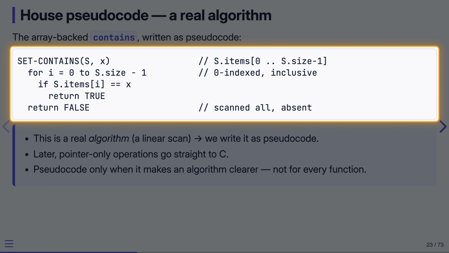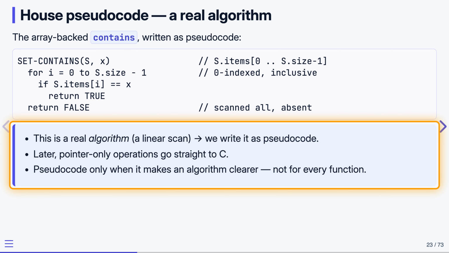Now read the algorithm itself. Set contains walks the items from index 0 up to size minus 1. At each step it checks: is this item equal to x? If yes, it returns true right away. If the loop finishes with no match, it returns false because it has scanned everything.